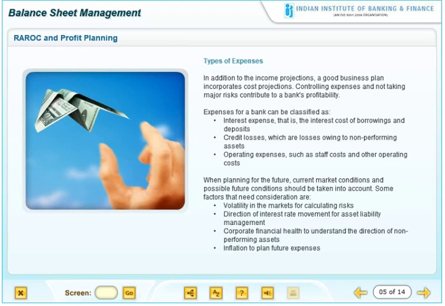When planning for the future, current market conditions and possible future conditions should be taken into account. Some factors that need consideration are volatility in the markets for calculating risks, direction of interest rate movement for asset liability management, corporate financial health to understand the direction of non-performing assets, and inflation to plan future expenses.